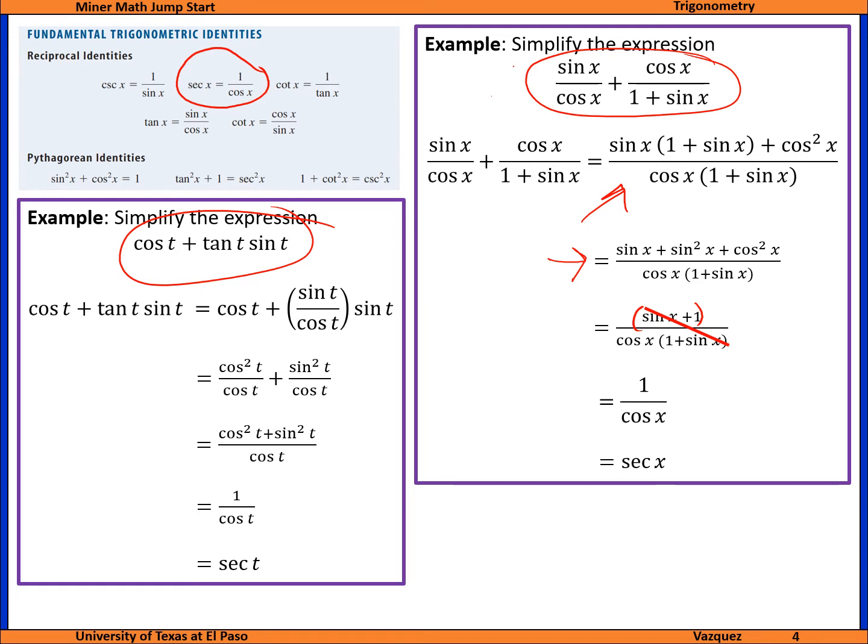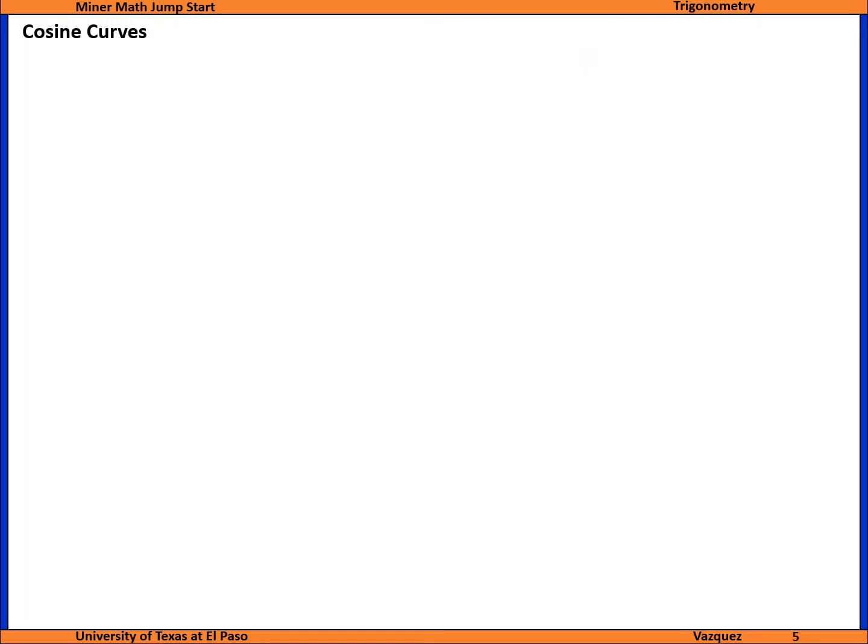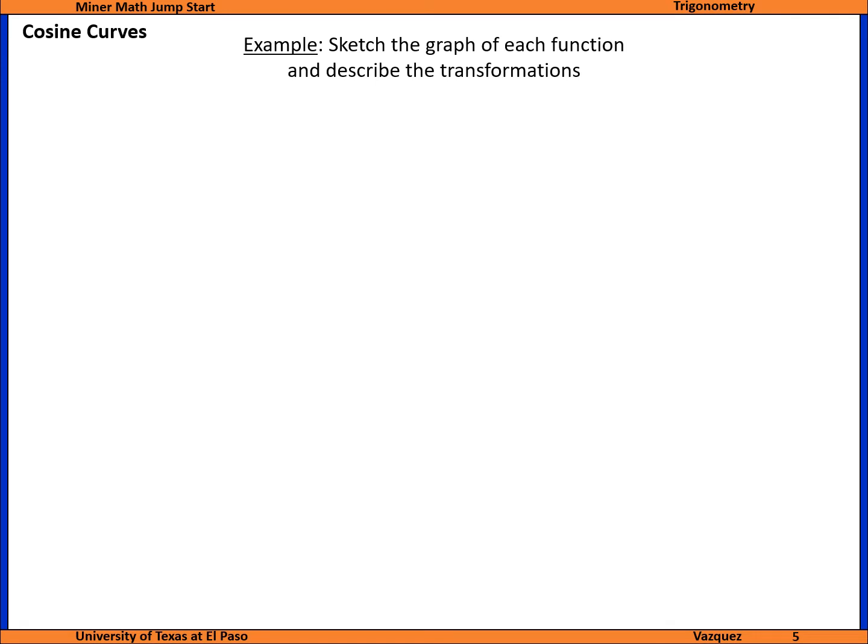We're going to be moving on to cosine curves, and mostly just how cosine and sine curves look. So we're going to go ahead and sketch each graph and describe the transformations. So let's say we're given these two functions. 2 plus cosine x. We'll focus on this one first.